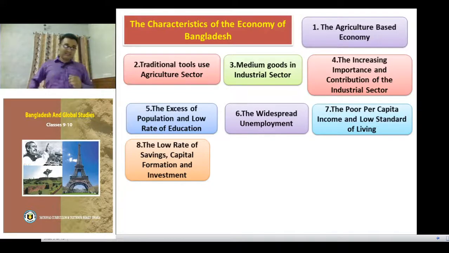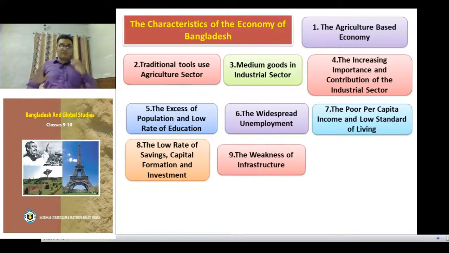The next characteristic is the weakness of infrastructure. Here, infrastructure means the economic infrastructure. So, what is called the economic infrastructure? Basically, economic infrastructure refers the electricity, gas, transportation system, the way to take loans from the bank, etc. Okay. So, in our country, we can see the lack of economic infrastructure.